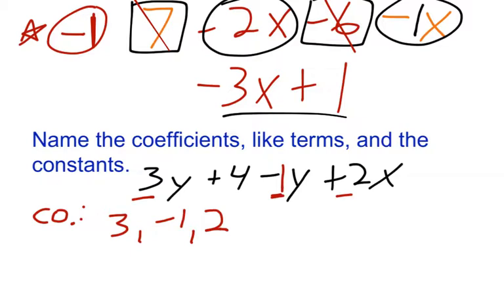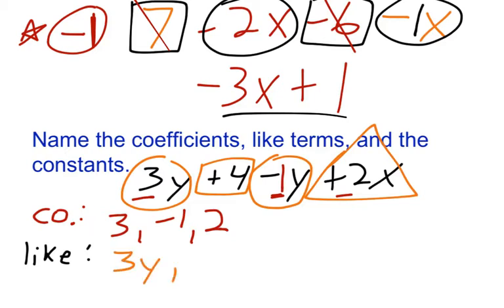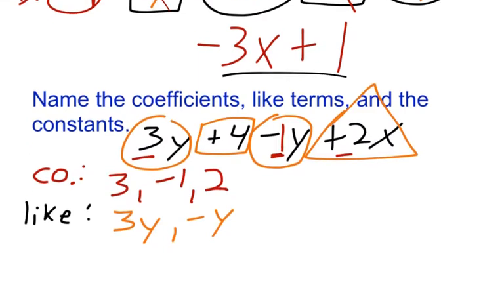Alright, next up I want to write the like terms. So I'll put like and then a colon. In my first like term that I see, I could circle the 3y and the -1y. And that would get a box, that would get maybe a triangle. So the circles get the same thing, the y's get the same thing. So the like terms would be 3y and -y. Those would be like terms. And the 4 and the 2x, they're not in common. They don't have the same last name.